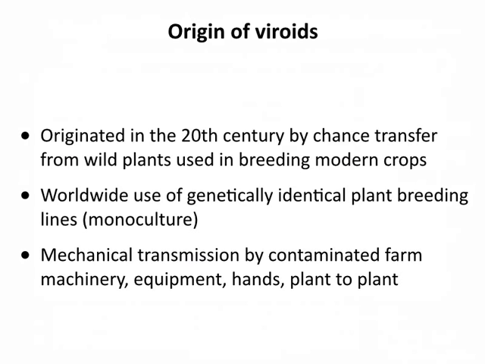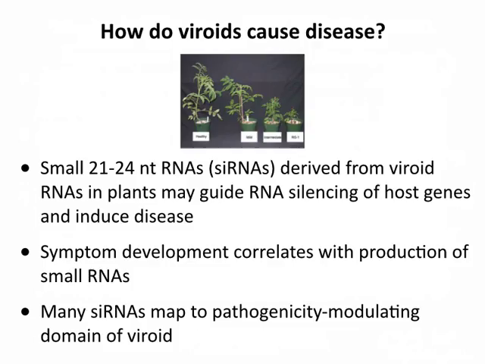How do they cause disease? So people worked on this for many years, and the answer is that probably it's microRNAs derived from the viroid RNA. So the viroid RNA gets into a plant cell. The cell has a small inhibitory RNA-based defense system. Plants don't make antibodies or cytotoxic T cells, but they have RNA-based immunity. And so when a foreign RNA comes into a plant, it's immediately chopped up into 21 nucleotide fragments. And some of those end up silencing host genes.